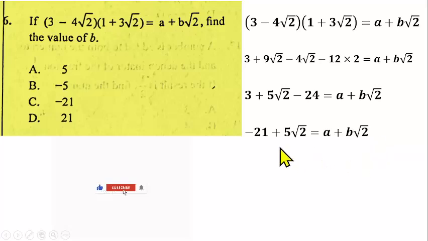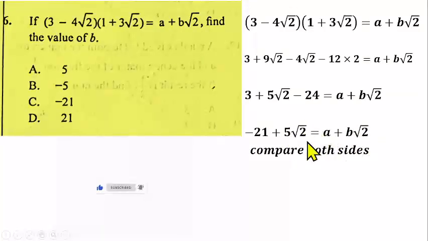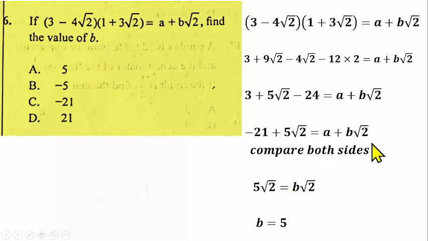Then if you compare both sides now, you discover that our a will be equal to minus 21, and our b will be equal to 5. We have root 2 here and root 2 here. So that means we have 5 root 2 equal to b root 2. Divide both sides by root 2, and you have your b equal to 5. So that means the value of b is 5, which is option A.